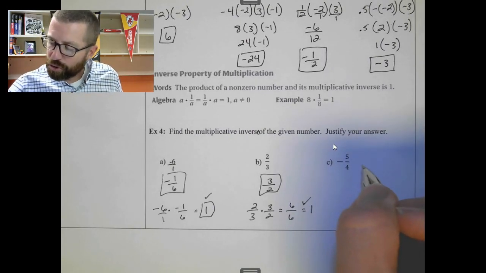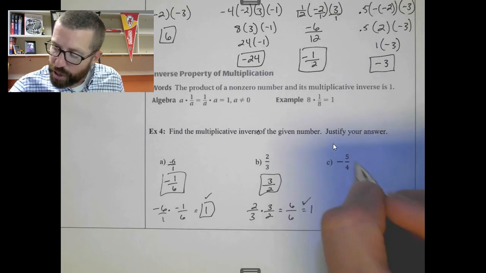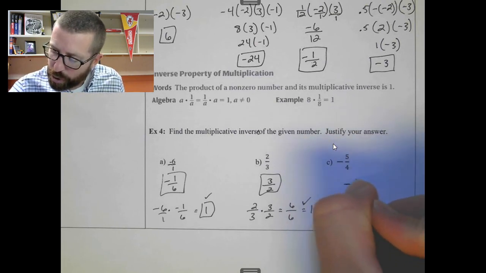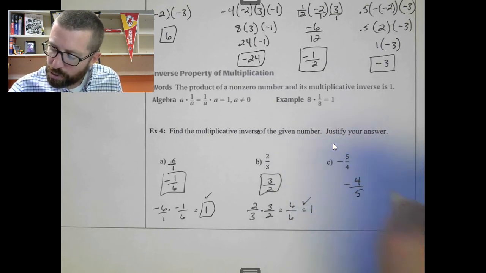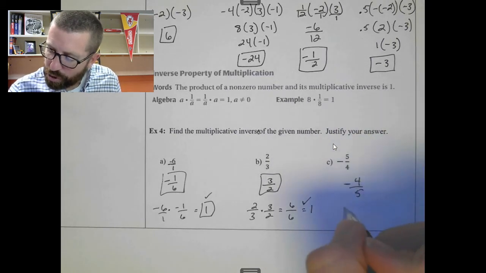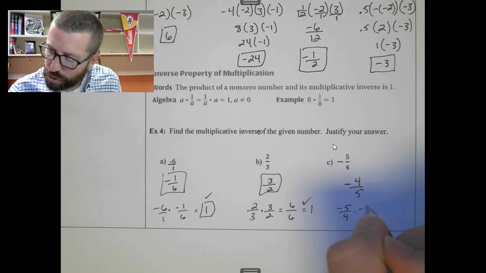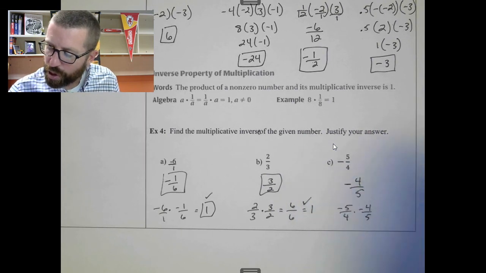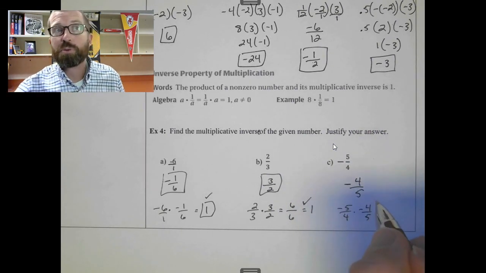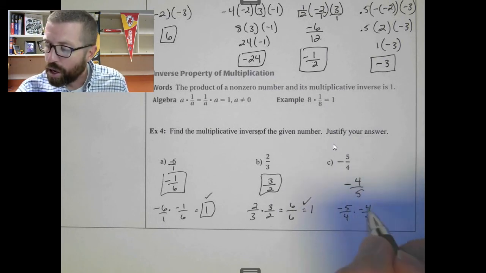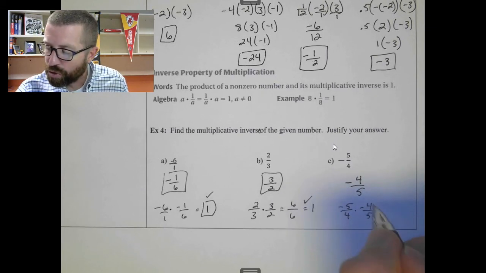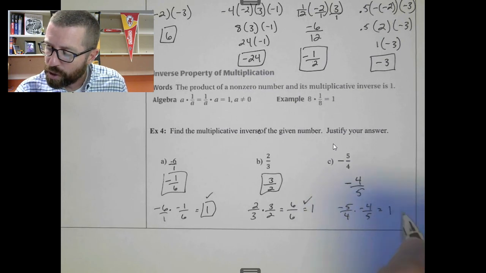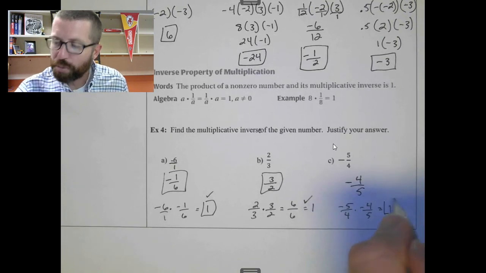Here, for our inverse, we want to make it 1, and it's negative, so it's got to be negative, and then flip the fraction, 4 over 5. And to justify it, just like the other ones, we can multiply. You can also think of this with multiplication as canceling or cross canceling, if you remember. We're reducing, the fours cancel, the fives cancel, and the signs are both negative, so it becomes positive.